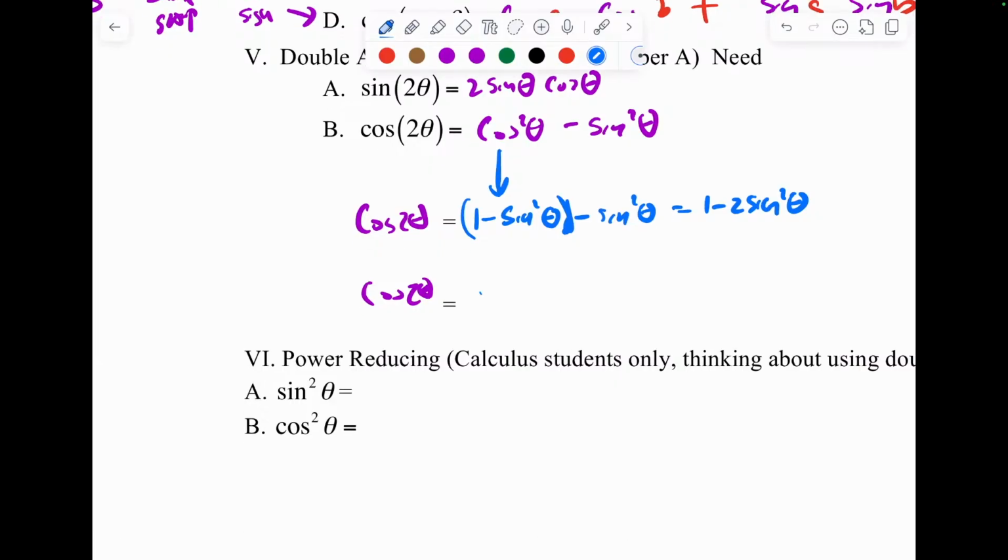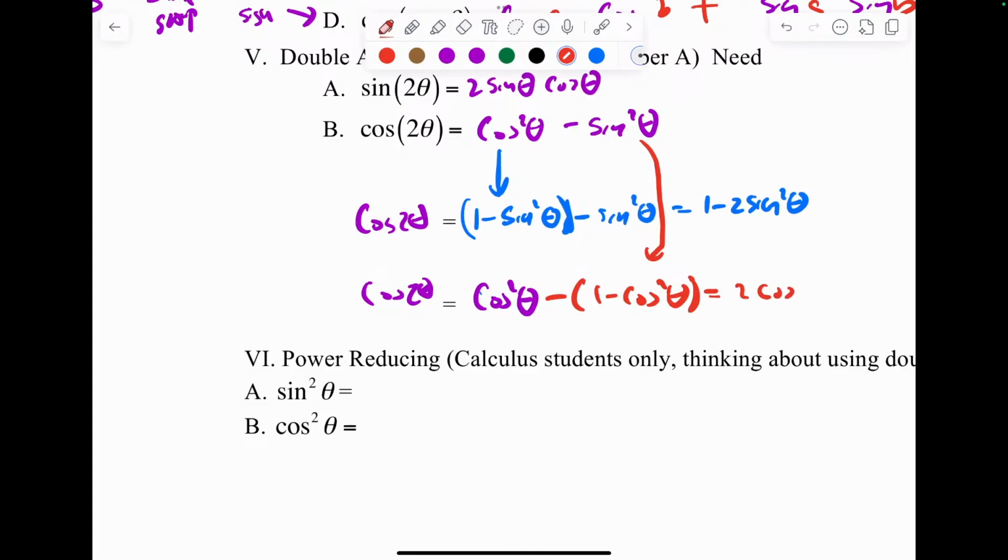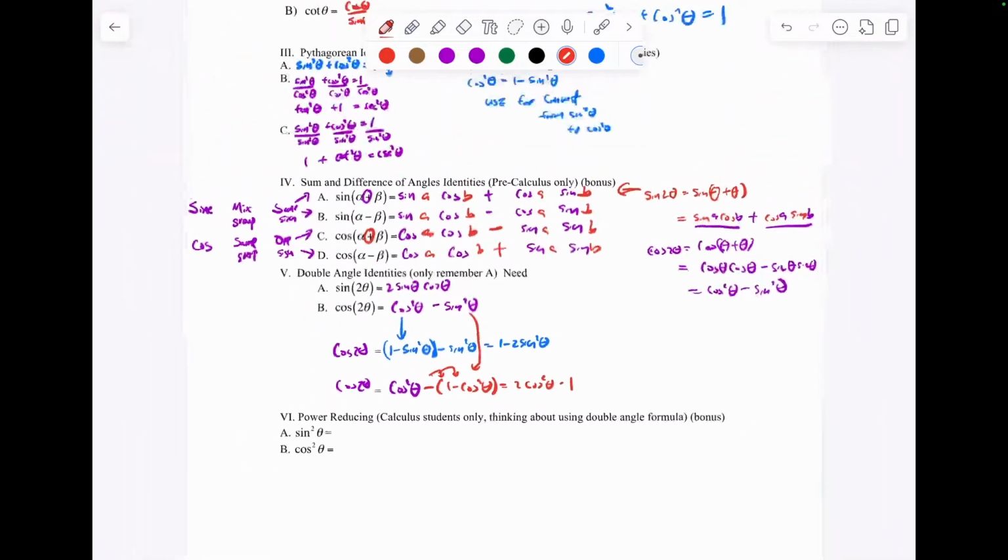And this one, instead of replacing this one, I'm going to replace this one here. So I'm going to keep the cosine square the same, and I'm going to replace that. So it'll be 1 minus cosine squared theta. So it'll be 2 cosine squared theta minus 1. If you distribute it, the negative sign becomes positive. The negative is going to distribute to both, and that's going to give you that. Any question in this part?